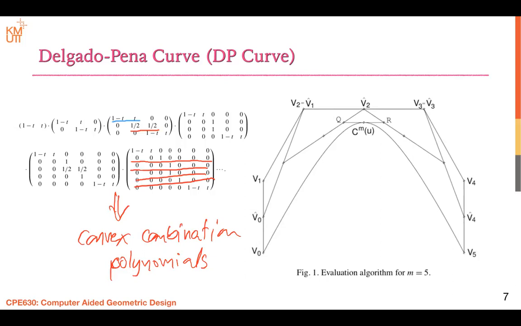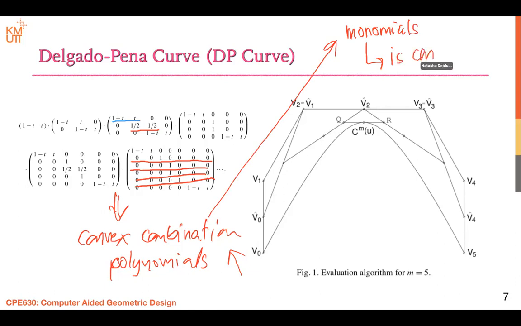Okay, it will form, and if you can get the convex combination polynomials, right, you can also, if you can remember, get the monomial, right? And for monomial, right, it is invertible. Sorry, I have to say invertible. Invertible means you can find the inverse. Okay, invertible. Can find inverse.